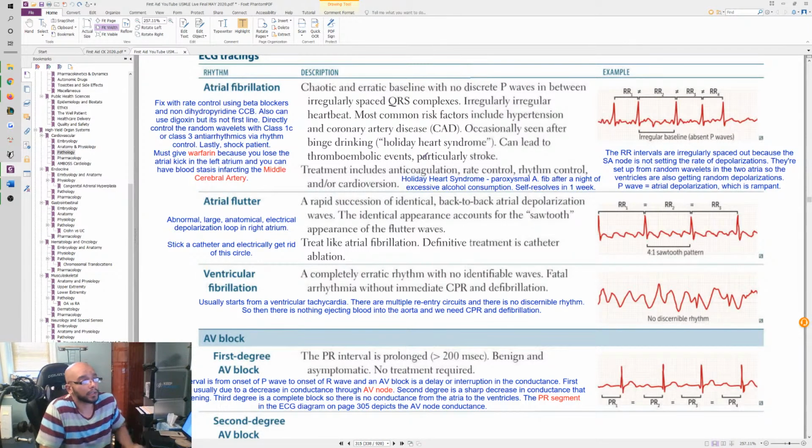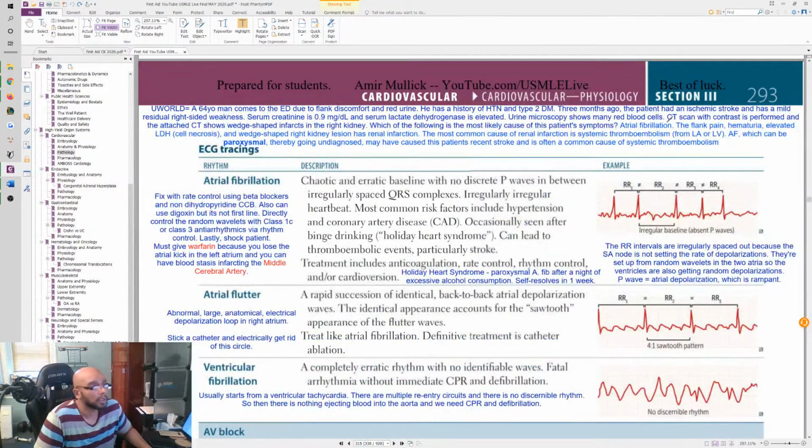Now, with the ethanol thing, there was this thing, not Monday disease, holiday heart syndrome, right? Holiday heart syndrome. Someone that went binge drinking, and then all of a sudden started noticing symptoms of atrial fibrillation. And there was a question. I think it's this one right here.